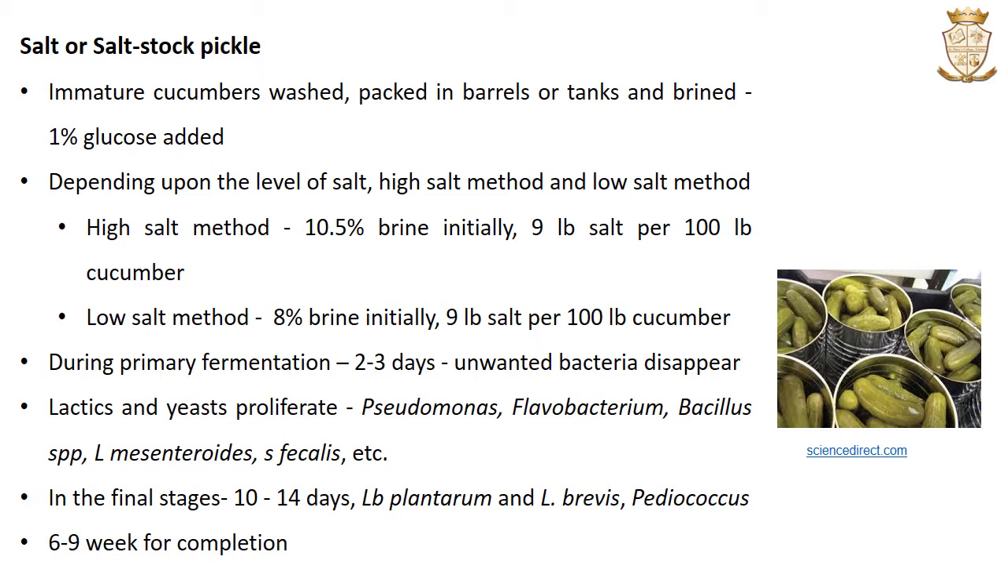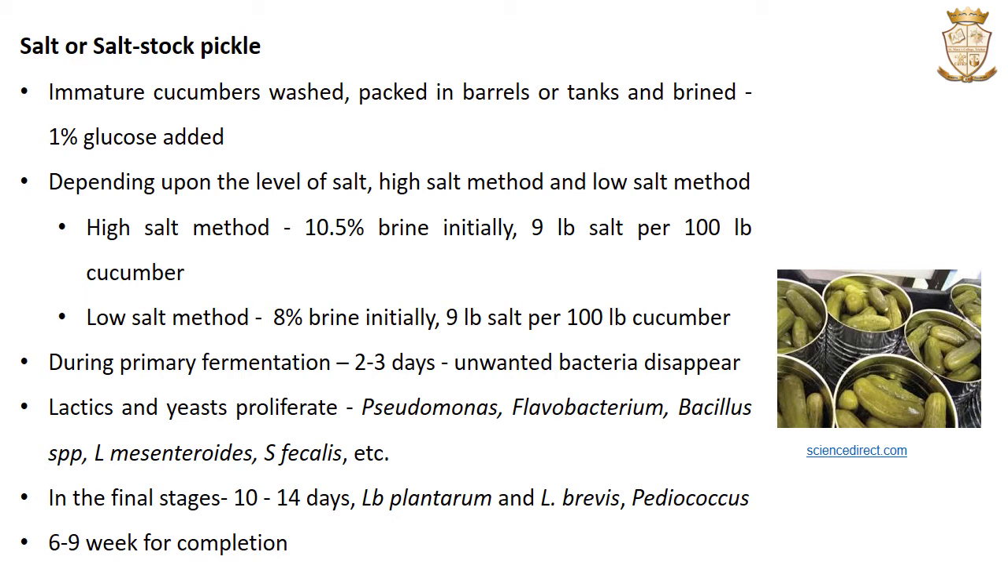The salt or salt stock pickle. Here, immature cucumbers are washed, packed in barrels or tanks and brined. Sometimes 1% glucose is added. Depending upon the level of salt, two methods are there: high salt method and low salt method. In the high salt method, 10.5% brine is added initially and 9 pounds of salt per 100-pound cucumber are added. In the low salt method, a low amount of salt is added initially, that is 8% brine, and 9 pounds of salt is added per 100-pound cucumber.